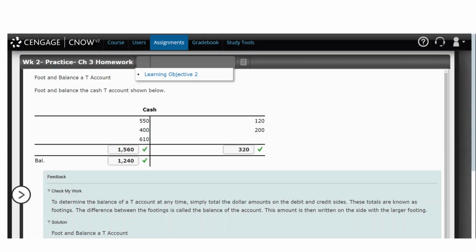So to figure this problem out, all you are going to do is add up everything on the debit side. So when I add everything on the left, I get 1560. Then I'm going to add up everything over on the credit side, and here I get 320. And then I'm going to subtract the two numbers. So this was cash that came in, my 1560, minus the cash that left the business in the amount of 320. And so I have a balance of 1240.